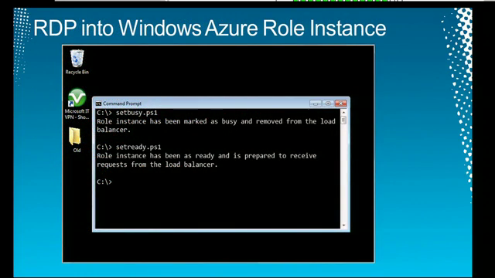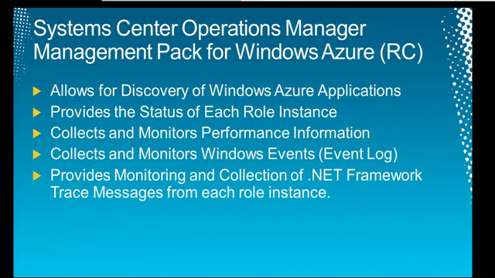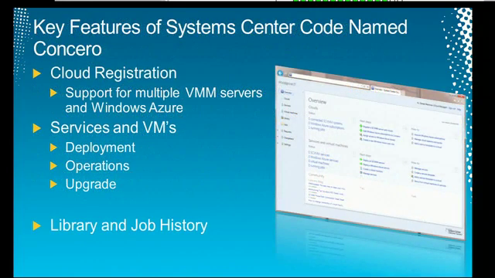I mentioned the RDP and how we can remotely access our instance. I talked about that set ready and set busy. It takes me out of the load balancer so I can do some troubleshooting. And then there's a System Center Operations Manager management pack that's currently in release candidate, where you can actually go in and discover all your Windows Azure applications, and you can look at them in the System Center format that you're used to. You can collect event logs, you can collect performance and perfmon information, right? Also monitoring a collection of anything running in the .NET framework, trace messaging, anything for your developers.